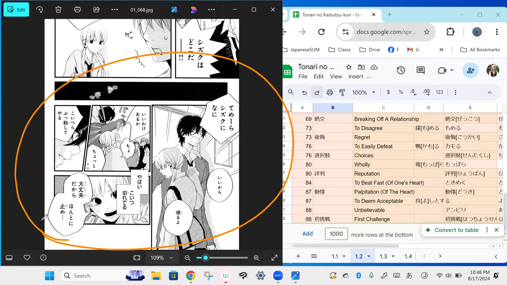So it's like, "Shizuku ni nani?" I think Yoshida is getting cut off by Shizuku. So it's pretty much like, hey, you guys, what are you doing to Shizuku? And then Shizuku goes, yeah, it's okay, let's go home. "Iikara kaeru yo." And then the next bubble says, "Iiwake aru ka?" Is there a good excuse?